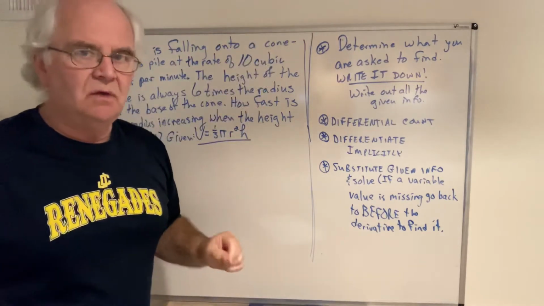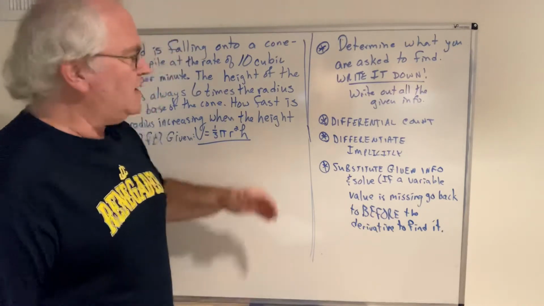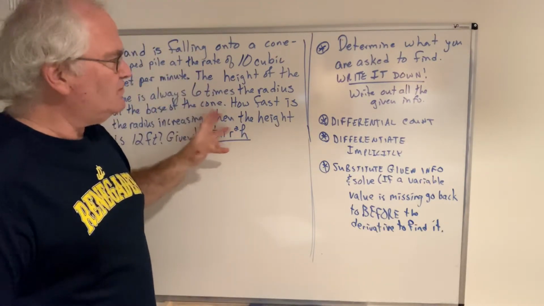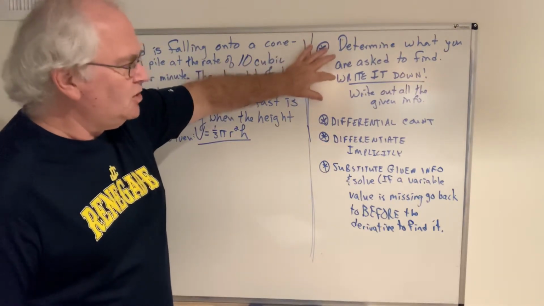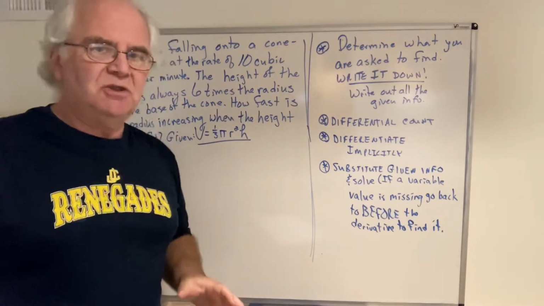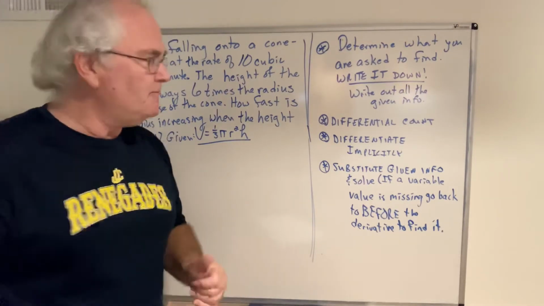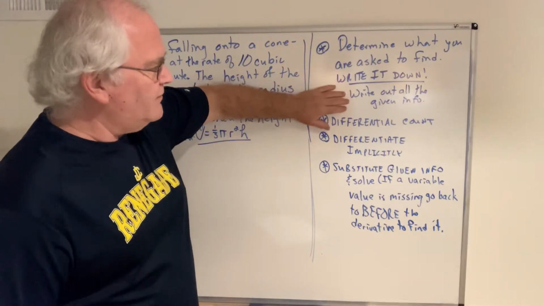If you don't know what you're looking for, there's a really good chance that you won't find it. And so it's important that when you read the problem, you determine what you're asked to find and make sure that you write it down. If you write down what you're looking for, there's a much better chance that you're actually going to be able to find it. Also, it's a good idea at that time to write out all the given information.